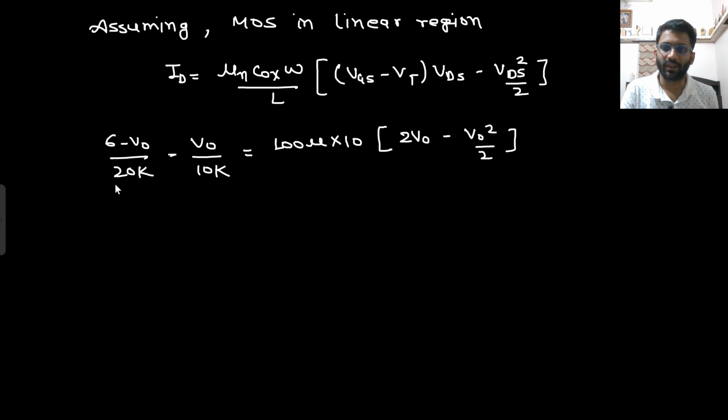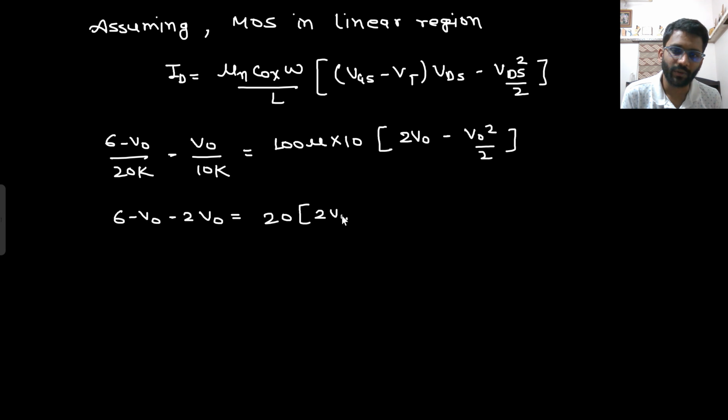Right? So here this is 2 into 10 to the power 4. This is 2 into 10 to the power 4. This is 10 to the power 4. So LCM will be 2 into 10 to the power 4 only. Right? So 6 minus V naught minus 2 V naught, and 2 into 10 to the power 4 will be going here, and this is already 10 to the power minus 4. Are you getting this point? So this will be 20 only. 20. 2 V naught minus V naught square by 2.